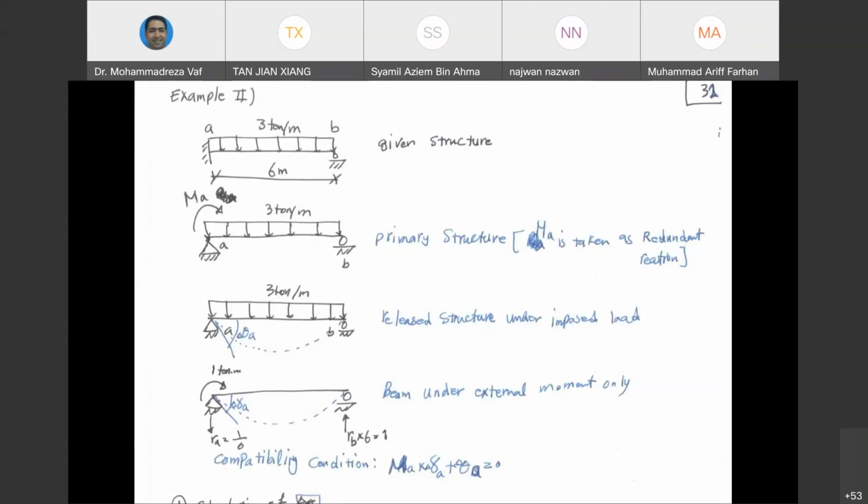The same example has been solved, but this time we have assumed that the unknown support reaction, or redundant support reaction, is the bending moment at point A. So if you remove the bending moment at point A, your structure is going to change to a pin and a roller support. So this one also is right now a determinate structure.